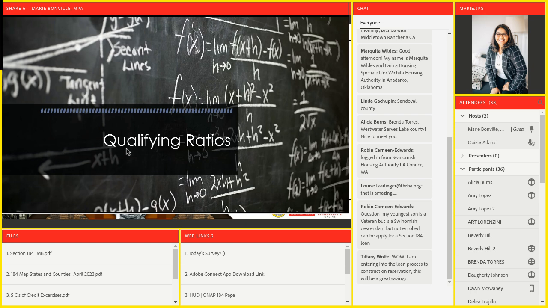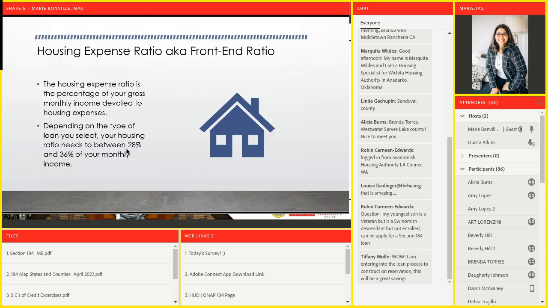Qualifying ratios. I don't spend a whole lot of time on them because I know that the loan officer is going to do the actual work. I don't want to say dirty work, but they will pull all the numbers and make sure everything is accurate. But I do want to let my clients know what the banks are looking for.